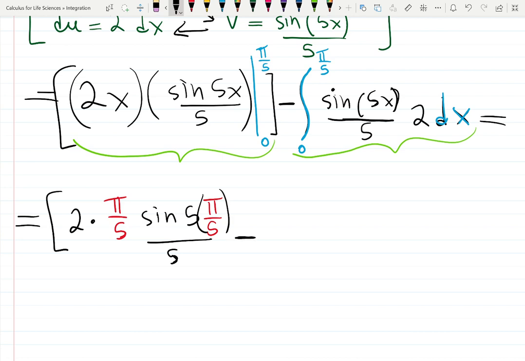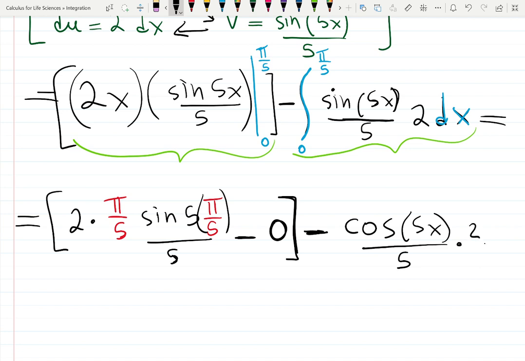Mine is plugging the bottom, but 0 makes everything 0 right away. And this is the first part. The first part only. The second part, I cannot plug numbers yet because it's not integrated. So let's integrate it. So the second part is one step behind. Again, what is the integral of sine 5x multiplied by 2/5? It's going to be some kind of cosine, right? So I'll write down cosine and then decide on the sine. Cosine 5x over 5, we know that.